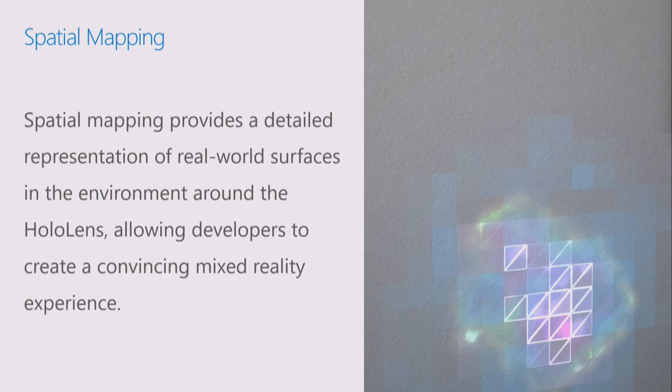Spatial mapping also works for occlusion. As I'm scanning something like this, and again, you're not actively scanning, you're not telling it to scan, you're just walking around something. As you walk around, it's learning more about your environment.